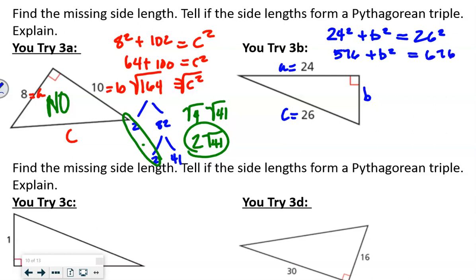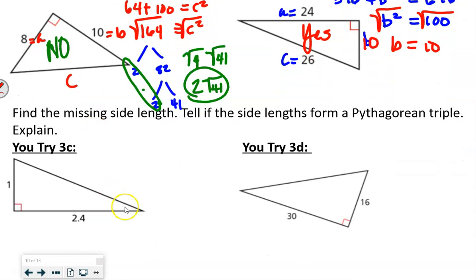Subtract the 576 from both sides, so we get B squared is equal to 100, and hopefully all of you know what that is. The square root of 100 is 10, so B is equal to 10. So this time, notice we had three whole numbers. So this one is, yes, a Pythagorean triple.